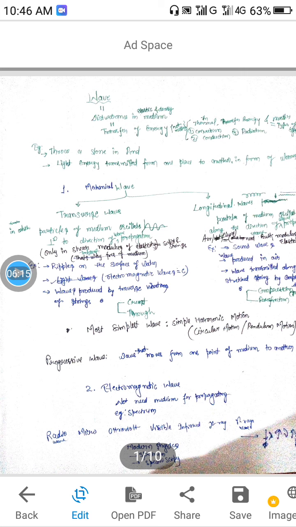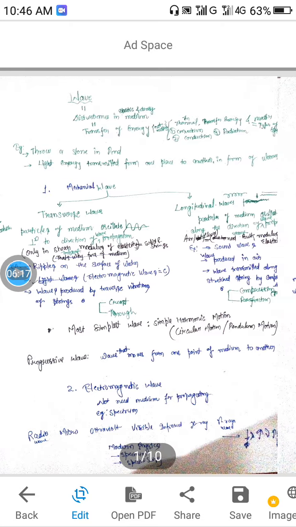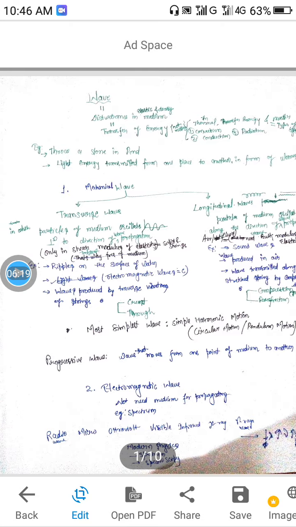It's just perpendicular. Such a type of wave which oscillates the particles of the medium perpendicular to the direction of propagation of the wave is known as a transverse wave. Example: light waves, or waves produced by the transverse vibrations of strings.